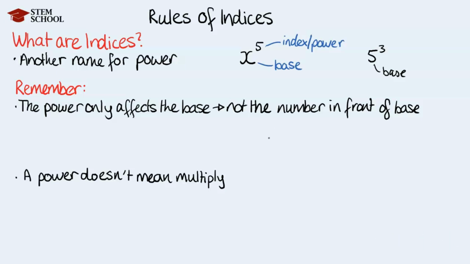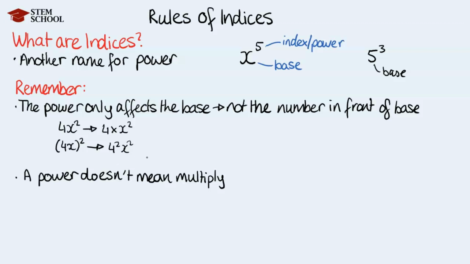There are a few things that you need to remember when dealing with powers. The power only affects the base and not the number in front of the base. So if we had 4x squared, the power only affects the base, which is x here. This should be read as 4 multiplied by x squared. But if we had 4x in brackets and then the square term outside the brackets, this would be 4 squared x squared. The power of 2 affects everything in the brackets, and we're going to discuss this later on when we talk about the rules.